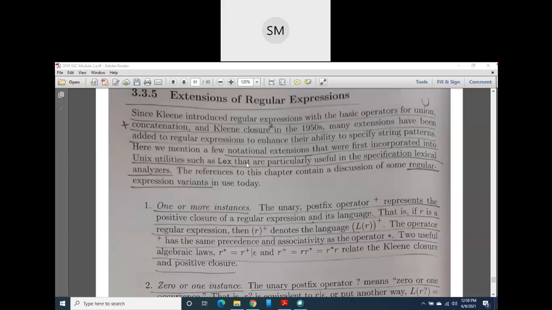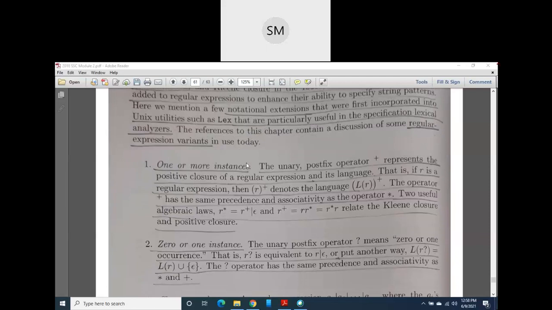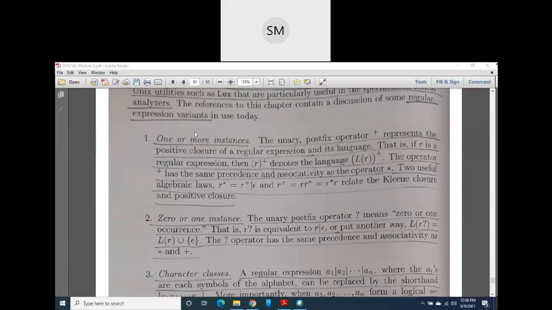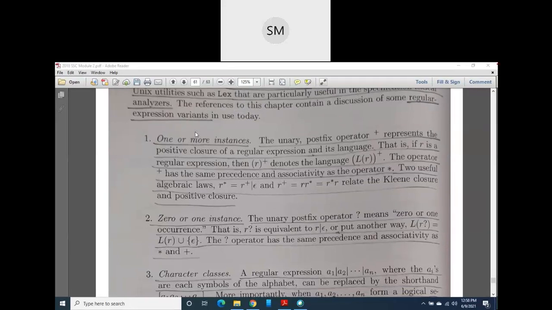Okay. So here we have regular expression variants. Regular expression variants are nothing but other forms of regular expressions. Nothing is there, don't worry. Once again, I discussed the same thing here.